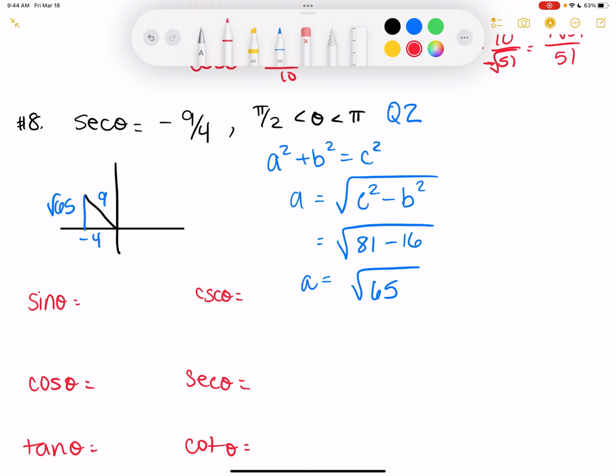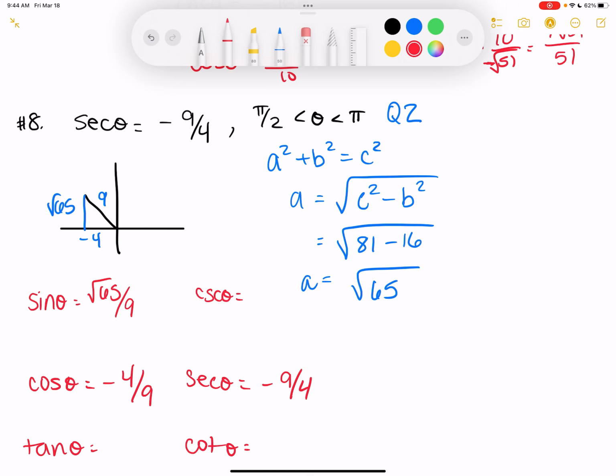All right, so we were given secant, meaning easily we can find cosine. It's just -4/9. What would sine be? It would be square root of 65/9.